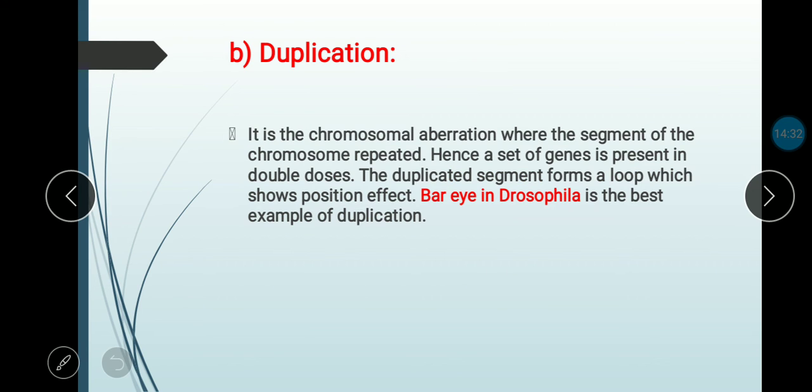Next type is duplication. It is a chromosomal aberration where a segment of the chromosome is repeated. Hence, a set of genes is present in double dose. The duplicated segment forms a loop which shows positional effect. In Drosophila, the bar eye condition is the best example of duplication.